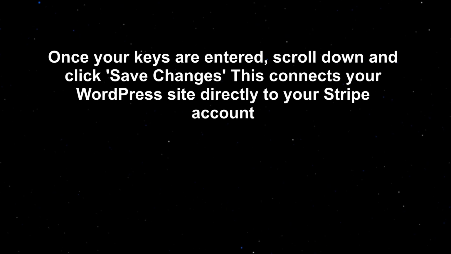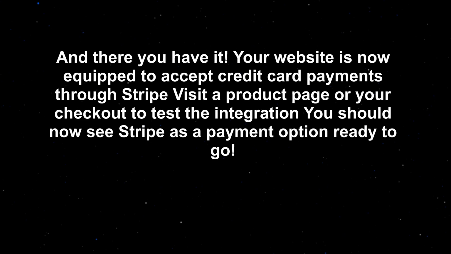Once your keys are entered, scroll down and click Save Changes. This connects your WordPress site directly to your Stripe account. And there you have it. Your website is now equipped to accept credit card payments through Stripe. Visit a product page or your checkout to test the integration. You should now see Stripe as a payment option ready to go.